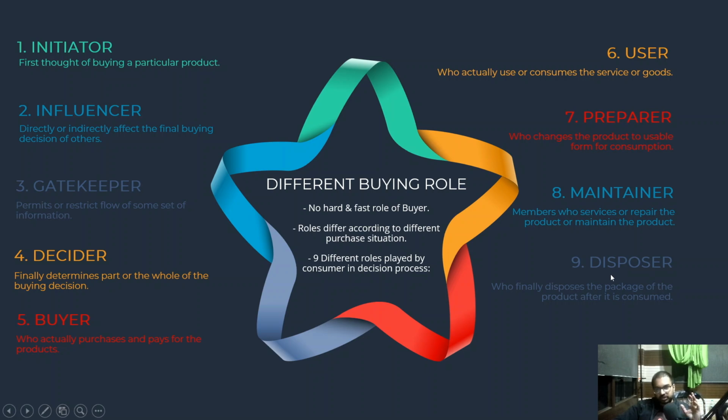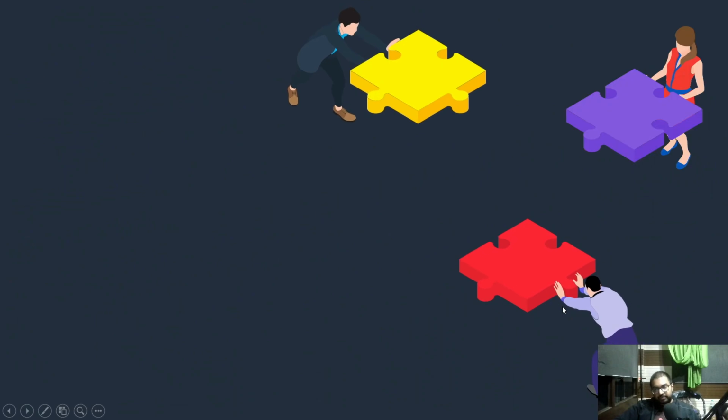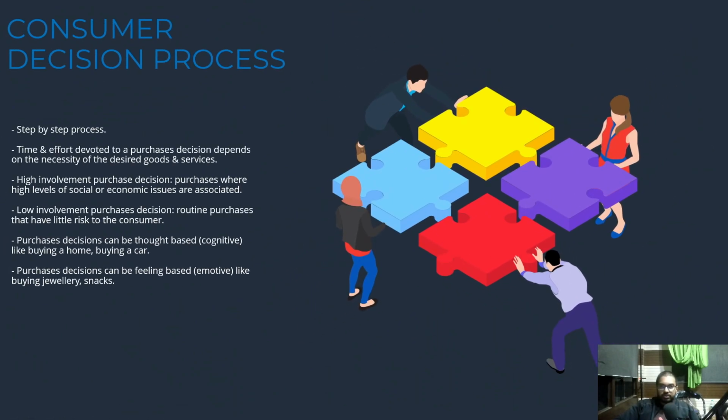Then finally you have the disposer. Every product which is bought from the market comes with an estimated life. Once that estimated life is over, it is the role of the disposer to dispose of that item properly. These are the different roles which are played by an individual. Now, the main topic of today's session is the consumer decision making process. How is that process actually performed?